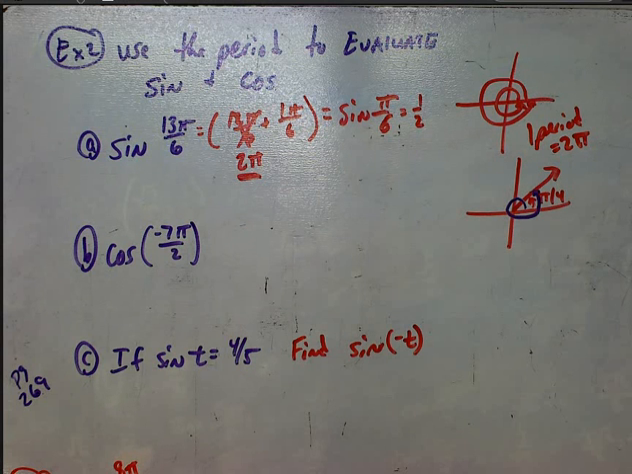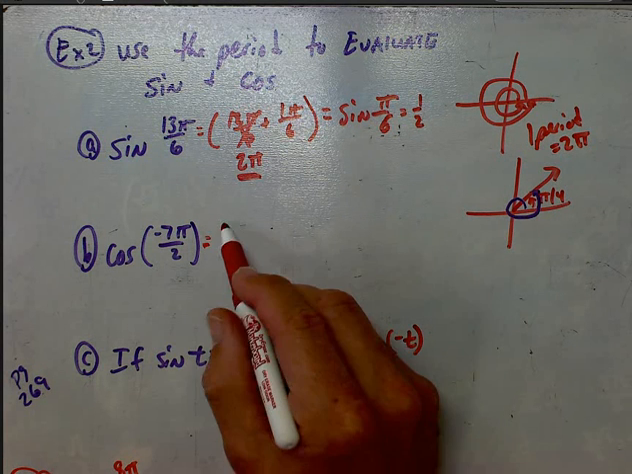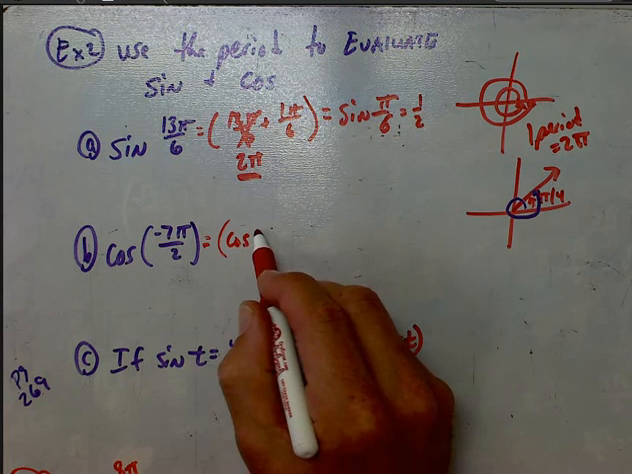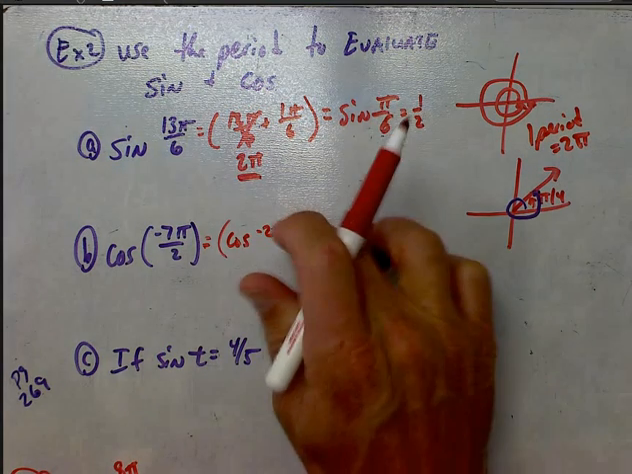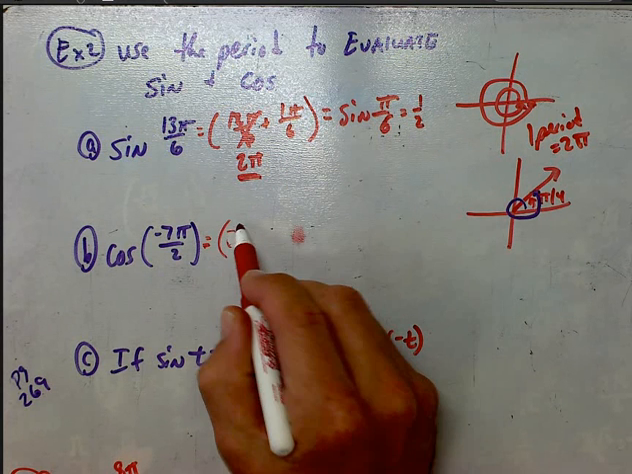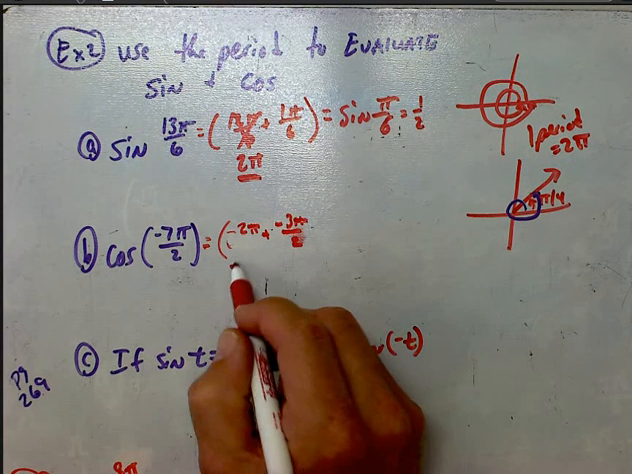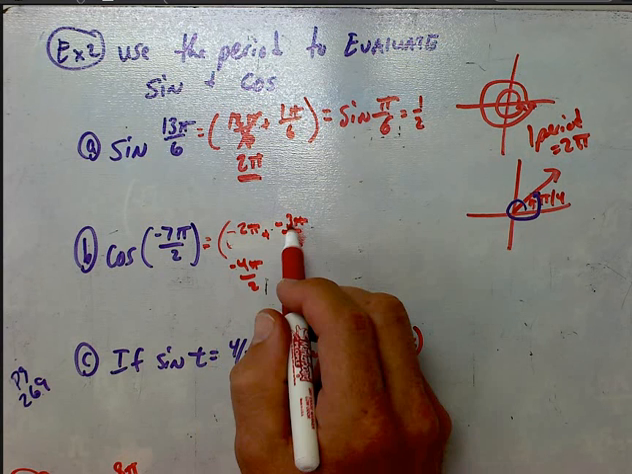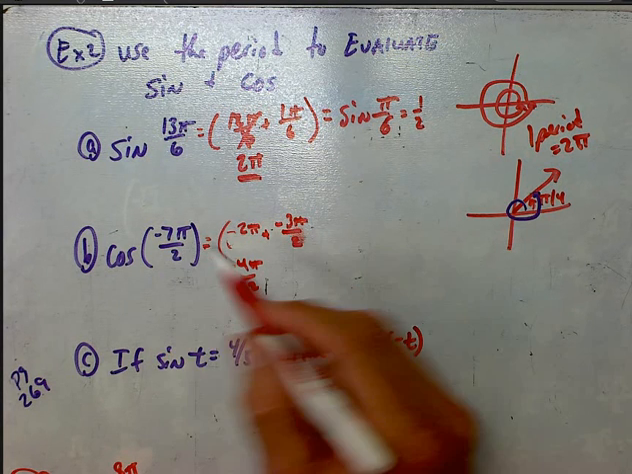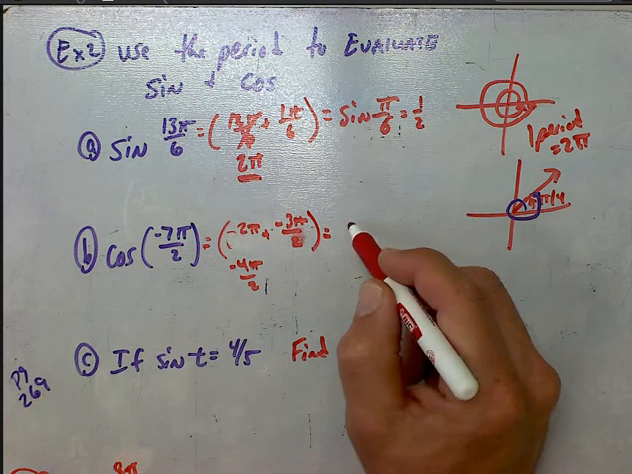Well, negative 7 pi over 2, if I take out a 2 pi, it's going to be like this. So if I basically make it the cosine of negative 2 pi, negative 7 pi over 2 is negative 2 pi plus negative 3 pi over 2. And I know this because negative 2 pi is negative 4 pi over 2. Negative 4 plus negative 3 is negative 7. So I took out a 2 pi, and that means the cosine of negative 7 pi over 2 is going to be equal to the cosine of negative 3 pi over 2.